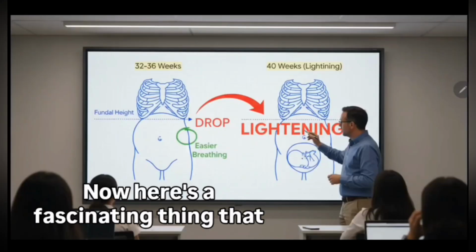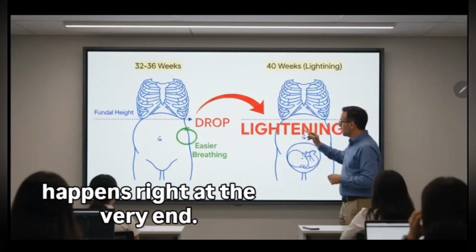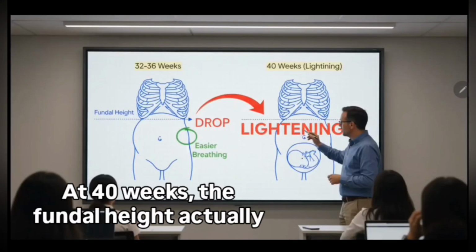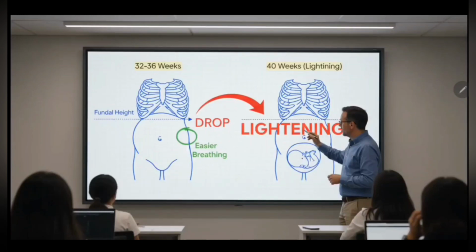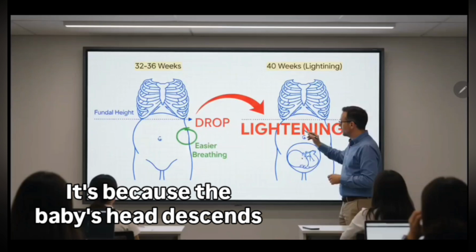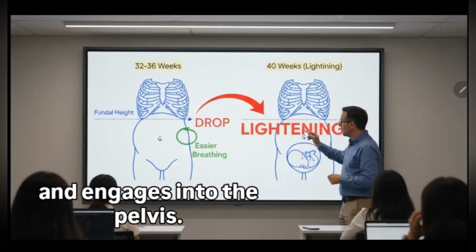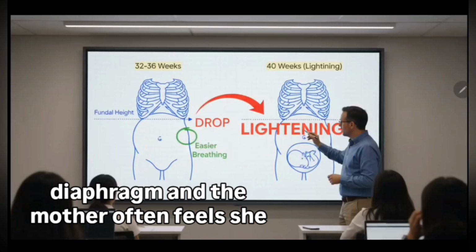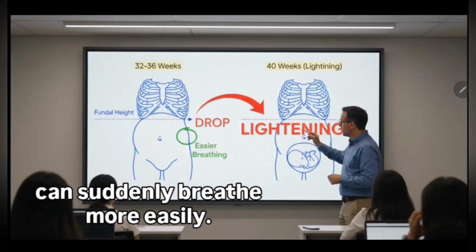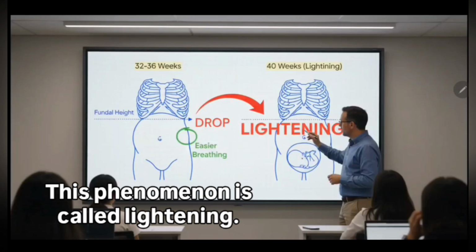Now here's a fascinating thing that happens right at the very end. At 40 weeks, the fundal height actually drops back down to the level it was at around 32 weeks. So why does this happen? It's because the baby's head descends and engages into the pelvis. This relieves the pressure on the diaphragm, and the mother often feels she can suddenly breathe more easily. This phenomenon is called lightening.